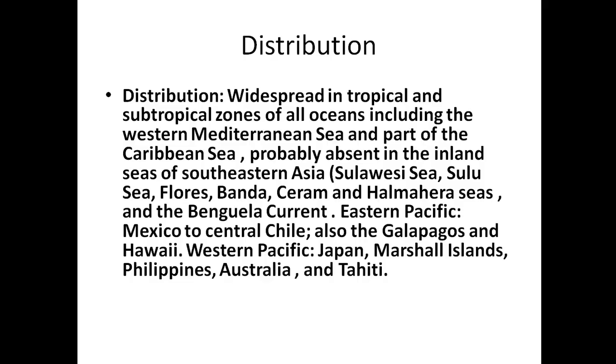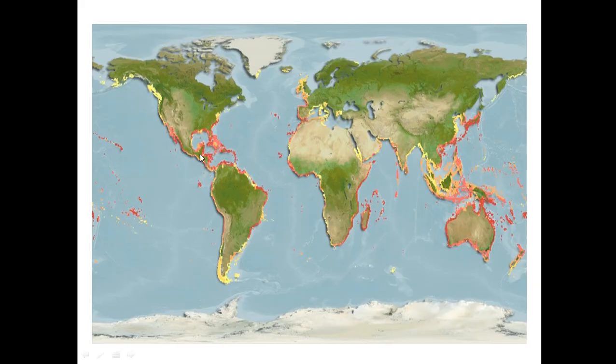It is widespread in tropical and subtropical zones of all oceans, including the Western Mediterranean Sea and part of the Caribbean Sea. Probably it is absent in inland areas of Southeast Asia. Otherwise, it is seen in the Eastern Pacific, from Mexico to Central Chile, also in the Galapagos and Hawaiian Islands, and the Western Pacific, Japan, Australia, Philippines. These are the areas marked with a red line, where you can see these Osteichthyes or flying fish.